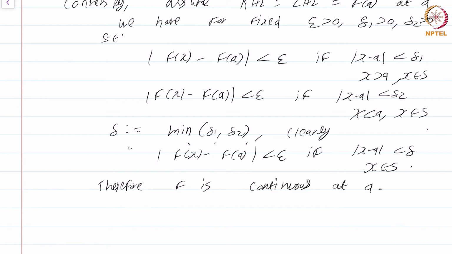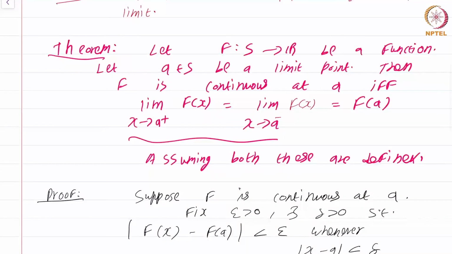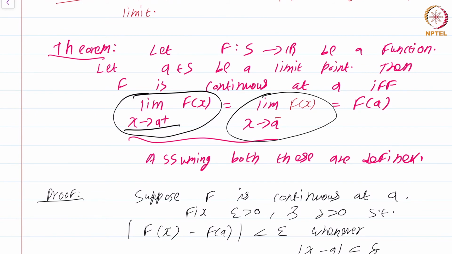Now, if it turns out that only one of these limits is defined, let's say this limit is defined, then it is sufficient to show that this limit is equal to f of a. Similarly, if only this limit exists, it's sufficient to show that this limit is equal to f of a. Then the function will be continuous. Okay. So note that what we have shown is both the left hand limit and the right hand limit should both exist and should be equal to f of a for continuity.